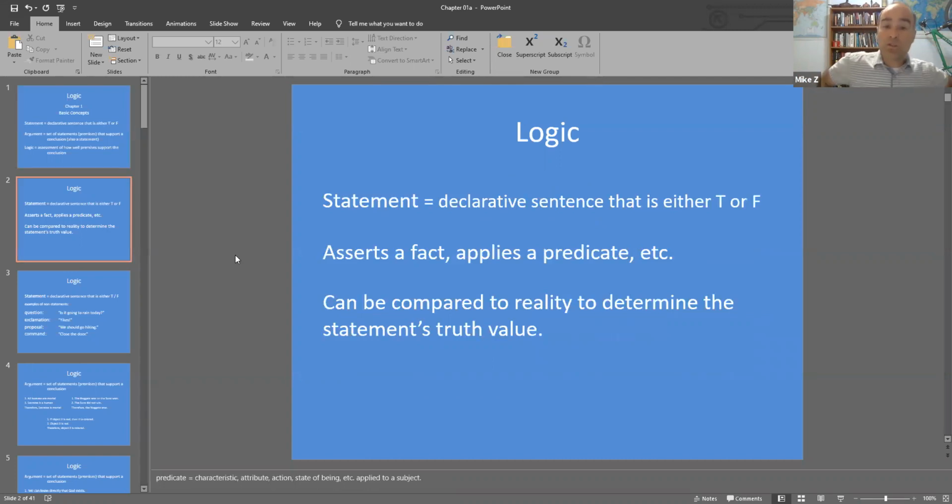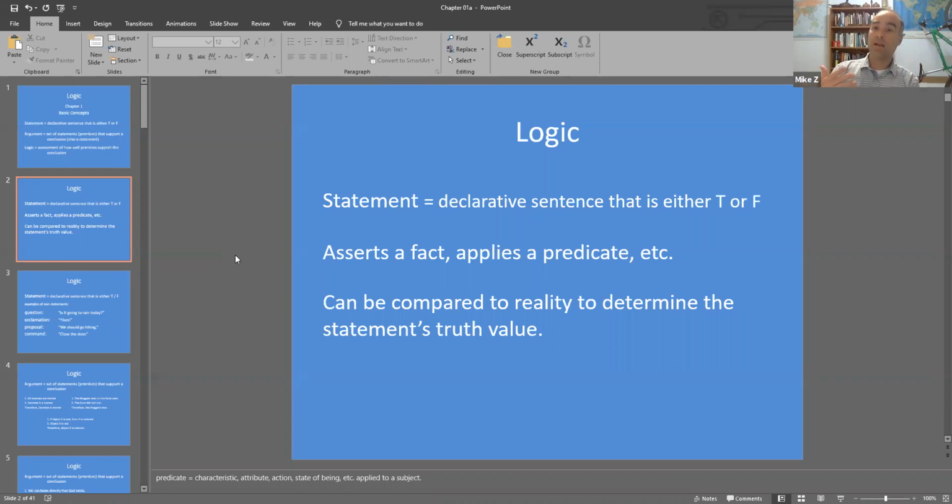Okay, so just a little bit more. Some of this is repetition, but a statement, as I said, is a declarative sentence that can be assessed as being either true or false. So it's asserting a fact of some kind, or it's applying a predicate. Maybe you already know what that term means, but a predicate is really just a characteristic or an attribute or an action or a state of being that we're applying to a subject. So we could say that Mike is talking. Mike is the subject, and is talking is the predicate being applied to me, not Mike.